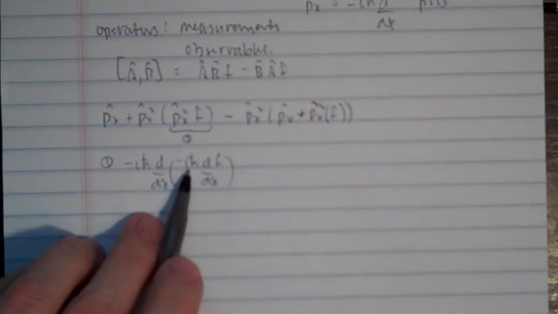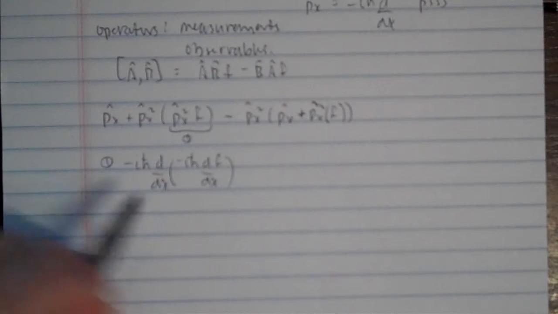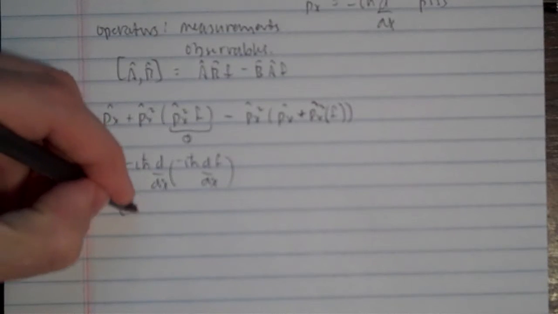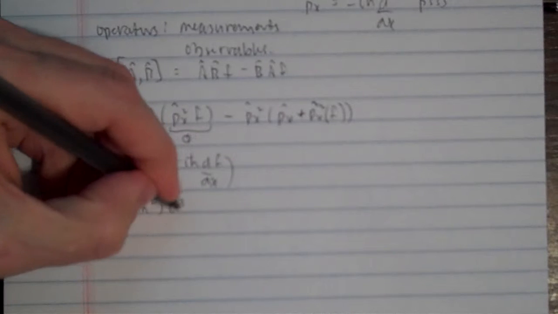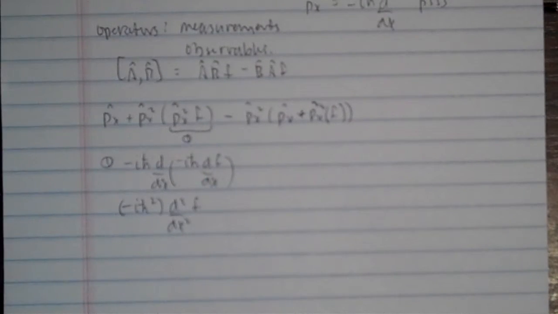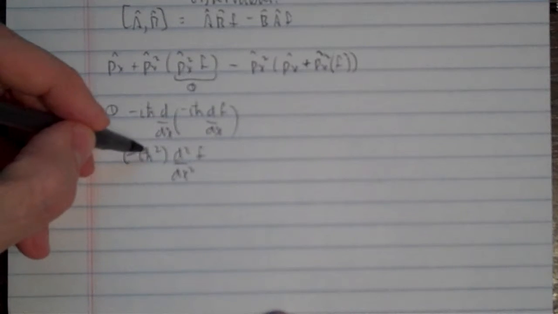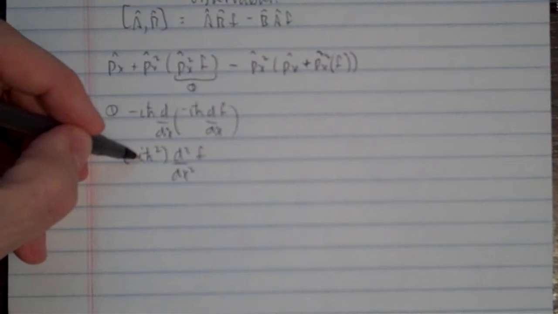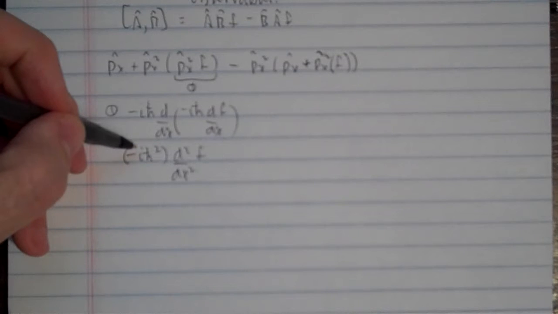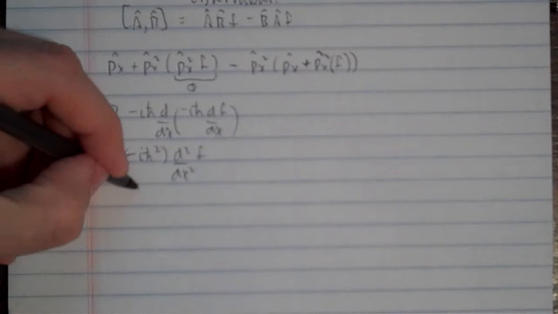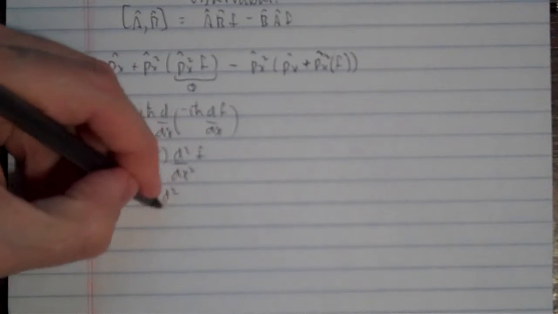Now, this operating on that, that's just a constant with respect to x. So it really turns out to be minus i h bar squared, the second derivative with respect to x of f. Okay? So i squared is minus 1, so minus i squared is plus 1. And so this ends up being h bar squared. Okay? That's what 1 is.